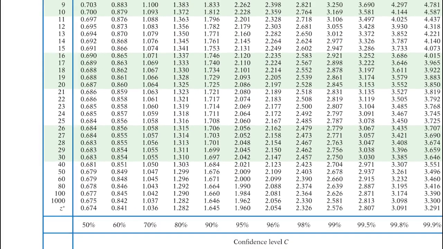Aha, this doesn't look exactly the same as yours, but this is the same idea. We have our Z stars. I have my Z stars here, and we want 90%, so we're just going to grab that 1.645.